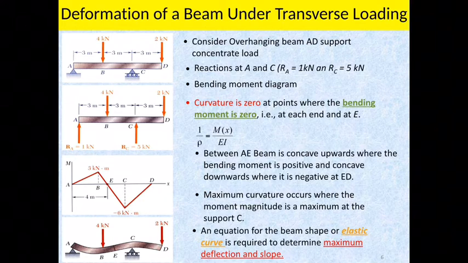For an overhanging beam AD supporting a concentrated load, if you have this type of problem, what should you do first? First, you have to find the reactions at A and C, and then you have to draw the bending moment diagram. After drawing the bending moment diagram, you can see at point E, M is equal to 0. When the moment is equal to 0, the curvature is also equal to 0. From the bending moment diagram, you can see the maximum moment occurs at point C. Substitute the maximum moment into the equation to develop the elastic curve. The elastic curve is used to determine the maximum deflection and slope of the beam.